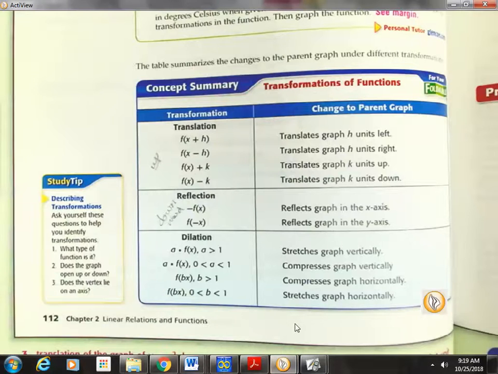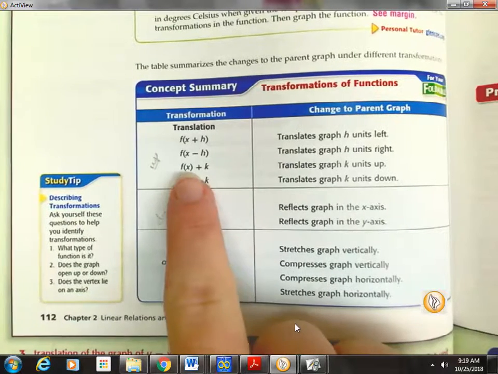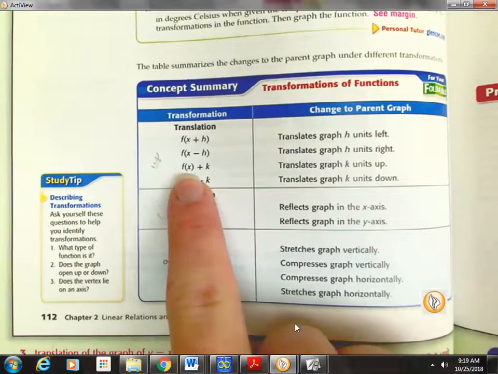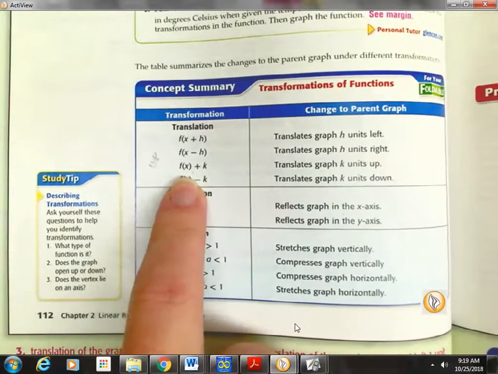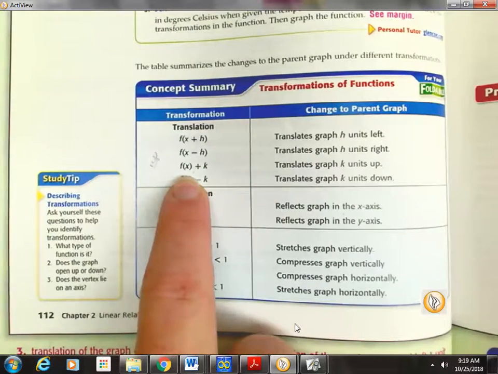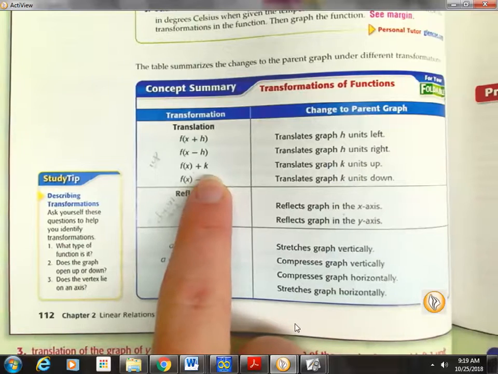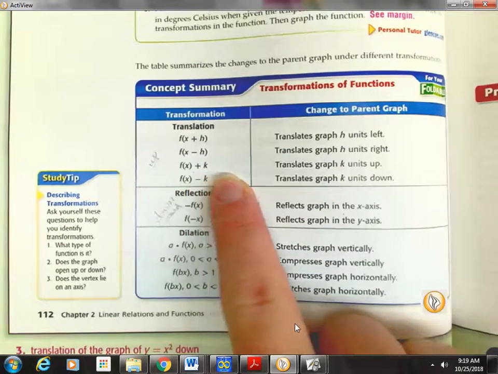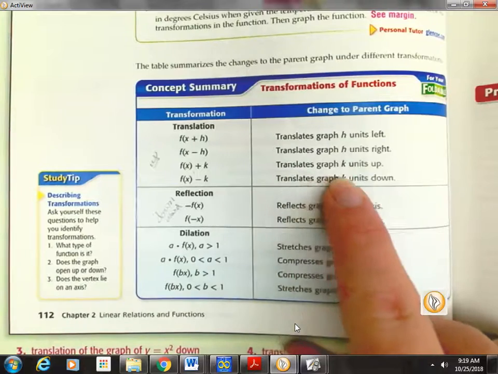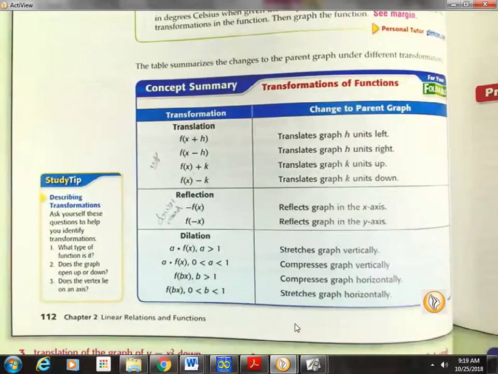Go back to this table. The plus 2, was that inside the absolute value bars or outside the absolute value bars? They were outside. Okay. So if you look at your table here, I'm looking at this one right here where it says f of x plus k. F of x means our function. In our case, our function is the absolute value of x, right? We're adding 2. And that's outside the absolute value bars. So what direction does that tell me this is going to shift? It's going to shift up.